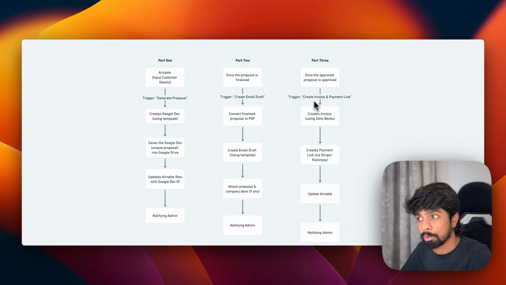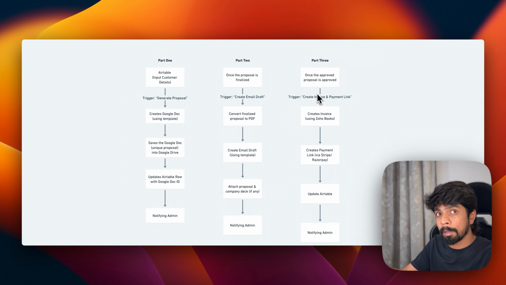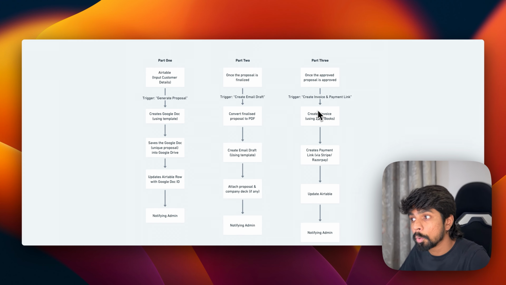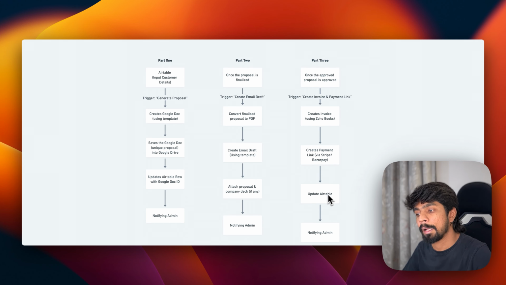In our case, I'm using Zoho Books to create an invoice, and then I'm creating a payment link via Stripe or Razorpay on approval or directly. So once the proposal is approved, the create invoice and payment link will be there. There will be a button inside the Airtable which we can use to create the invoice directly, and then the payment link will be generated. Once this is generated, you can update back to the Airtable and notify the admin. So this is about the flow of how the automation will work.